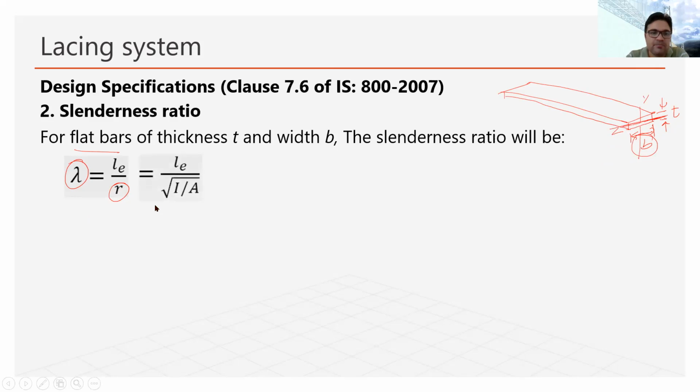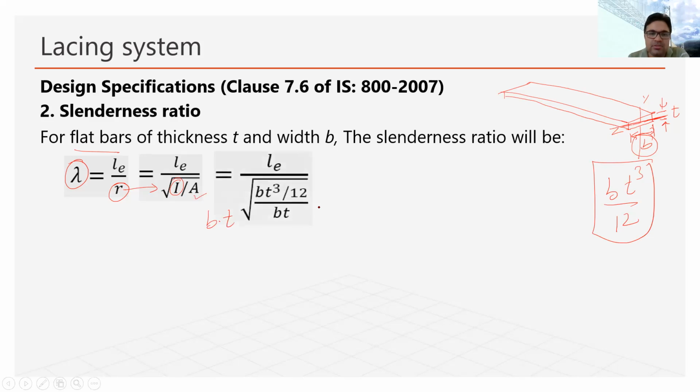So I'm writing here directly. As I know, R will be equal to the square root of I by A. Now I is the moment of inertia. If I find the moment of inertia about the ZZ axis, it will be BT cubed by 12. We already know how to find the moment of inertia about the centroidal axis. So BT cubed by 12 will be the I value, and A will be B into T. Putting this in, it becomes BT cubed by 12 upon BT, and solving it, ultimately the lambda value becomes LE multiplied by the square root of 12, upon T.